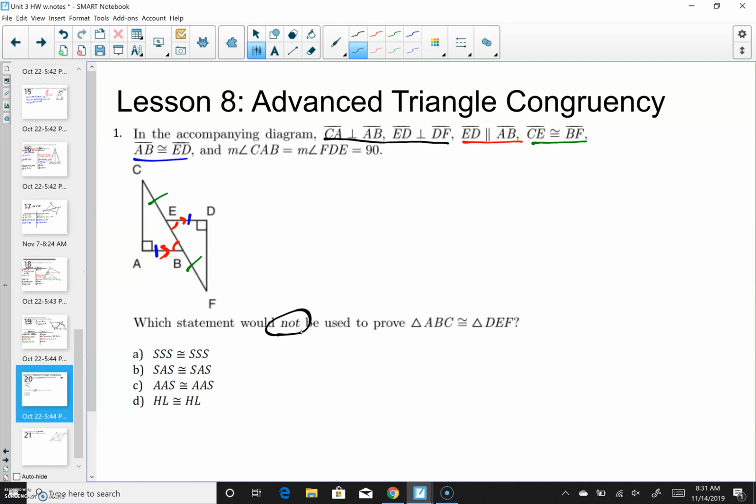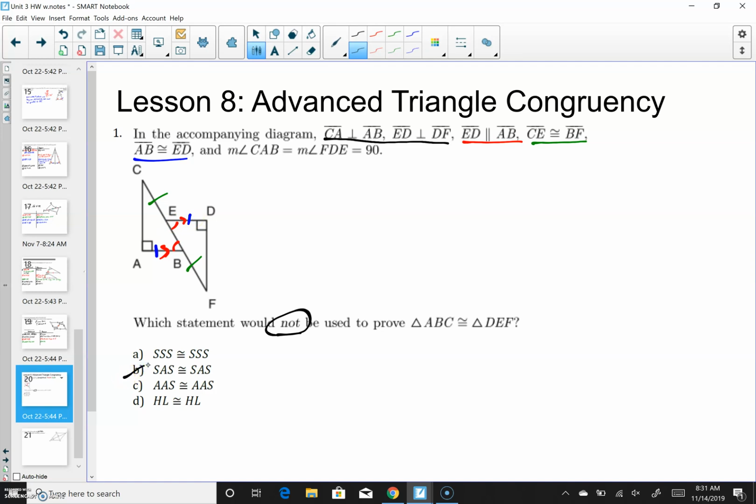So if we look at side, side, side: I have CE and BF. Now remember, we could do the addition postulate and do BE and get the whole side. I have AB and ED, but I don't have CA and DF. So I'm not really sure about that one, so I'm going to hold off for a second. Side angle side: again, I could do my addition postulate, side. I have my alternate interior angle, and then they gave me AB was congruent. So addition postulate, alternate interior, given. Therefore, side angle side does work, so we're going to get rid of that one.